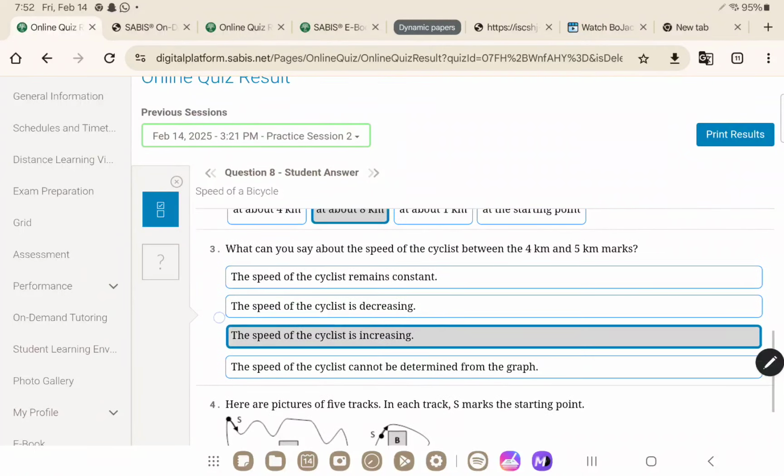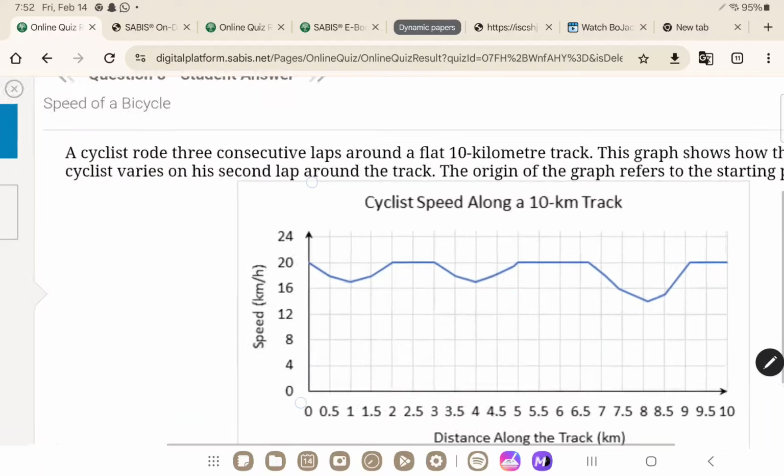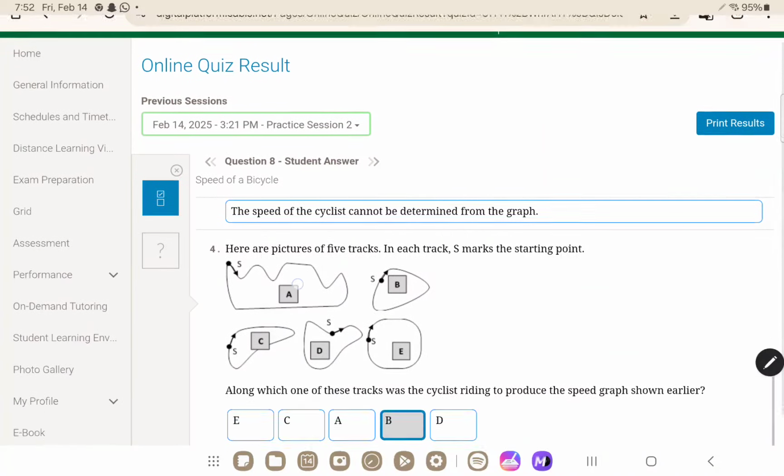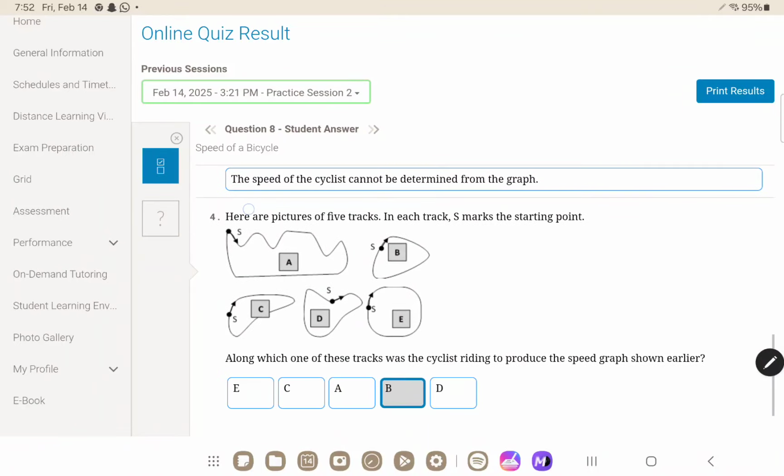What can you say about the speed of the cyclist between the 4th and the 5th kilometer? So you're looking at the speed of the cyclist between this and this. It is going upwards in a slope, so it is increasing. Now that's it. Now, which one of these 5 tracks is the most likely the track he was riding on?